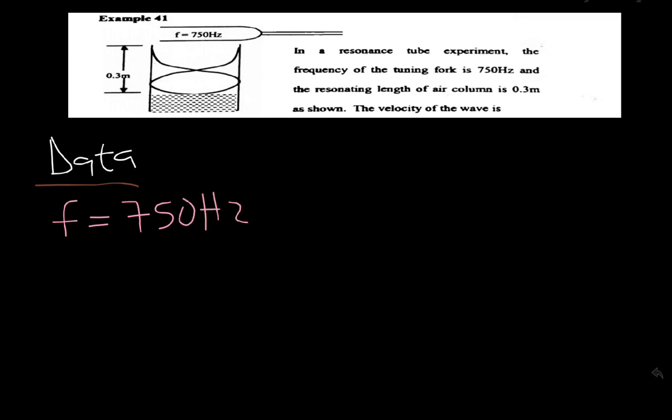In a resonance tube experiment, the frequency of a tuning fork is 750 hertz. So say data: the frequency is 750 hertz, and the resonating length of air column is 0.3 meters.